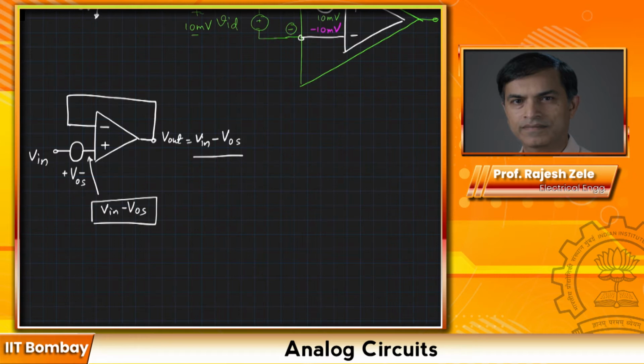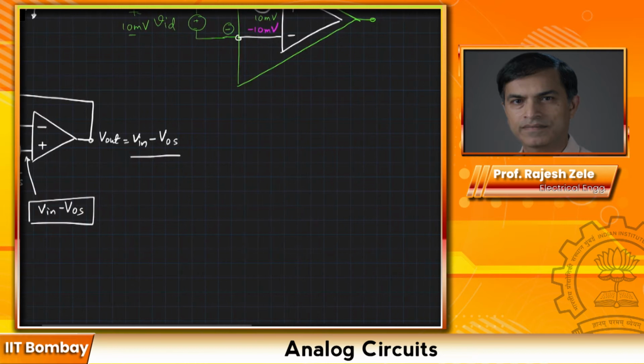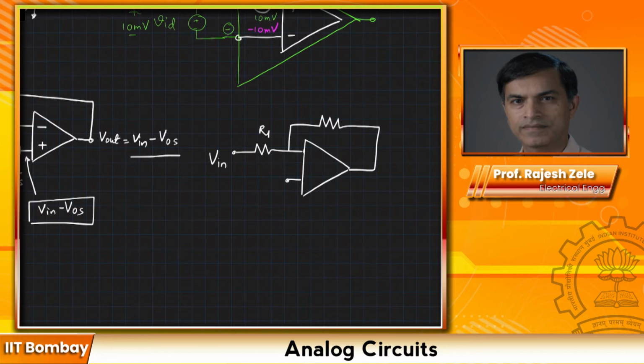The next example I'm going to give you is your conventional inverting amplifier. In this case, we know V in, this is R1 and R2. So V out will be equal to minus R2 divided by R1 times V in. And if we apply the offset voltage, let's say we apply it as follows, plus minus VOS. Now what do we do?